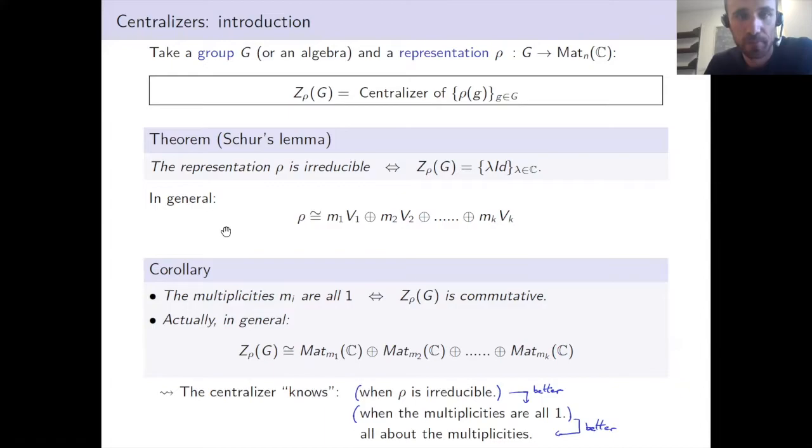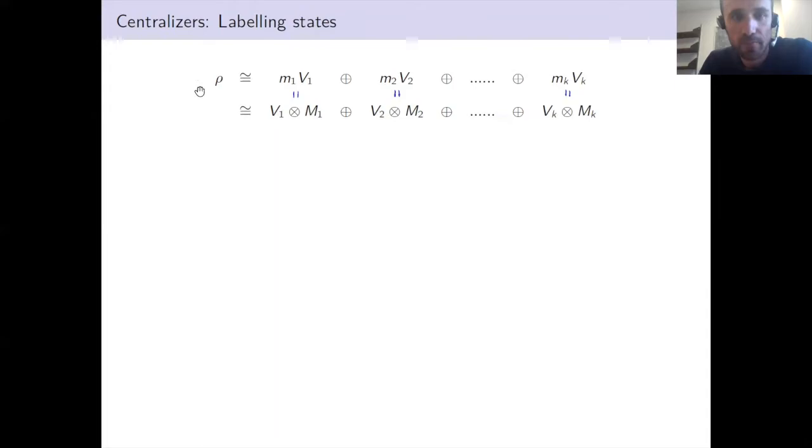Let me go a little bit further into these questions. So again, start with a representation, write it as a direct sum of irreducibles, possibly with multiplicities. Now focus on one of these subspaces. So again, this is V1 plus V1 several times. You can write it as a tensor product.